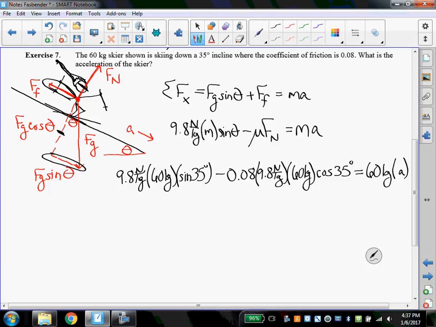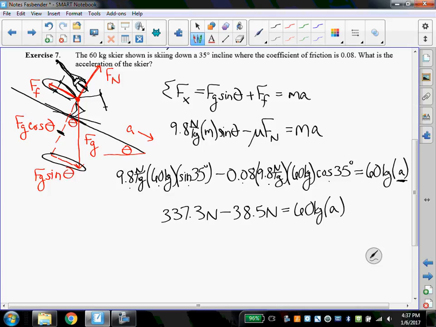I know this looks like a very long, intimidating equation, but if we look at it, really everything is a number except for the acceleration. And the acceleration is what we want to find at the end of the day. So let's just do the algebra and get this thing done. If we do 9.8 times 60 times sine of 35, you end up getting 337.3 newtons. If we do 0.08 times 9.8 times 60 times cosine of 35, we end up getting 38.5 newtons. So that has to equal 60 kilograms times the acceleration.